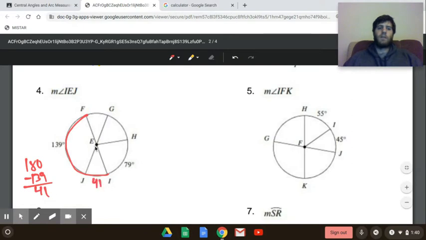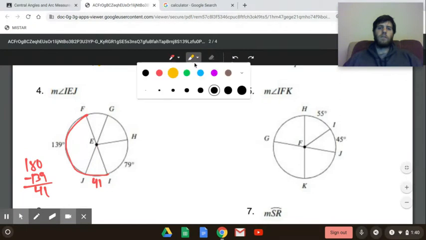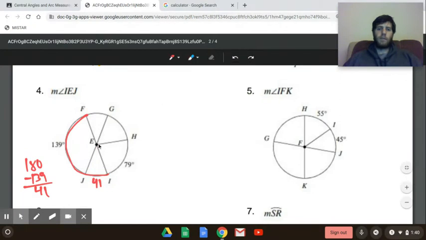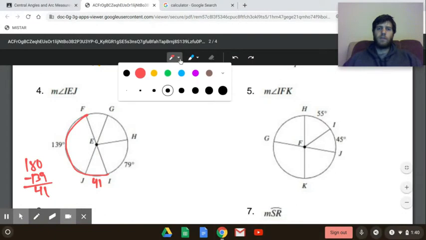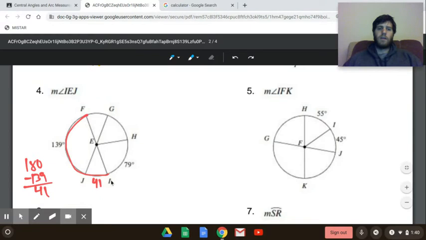And then you know that here's your angle. Right, this is the one we're looking for. Angle I, oops, let's highlight. We did not want that. Right, IEJ. It's 41 degrees, so that means the angle is also going to be 41 degrees.